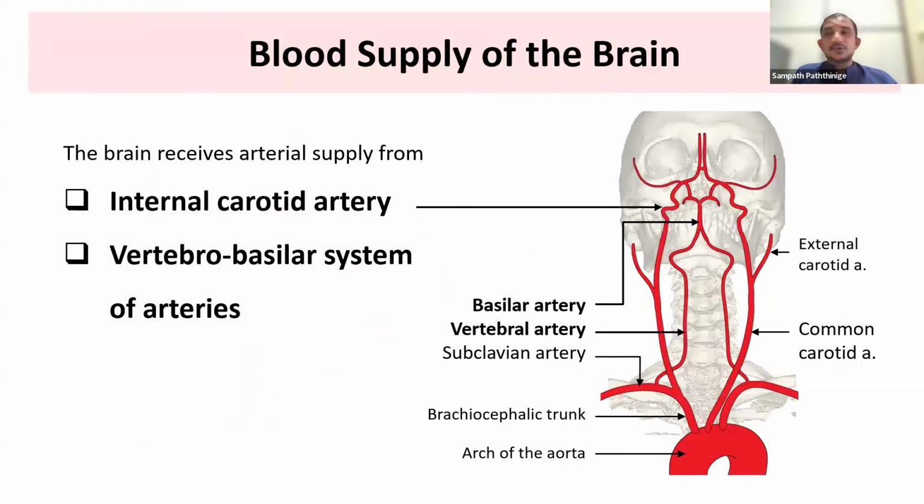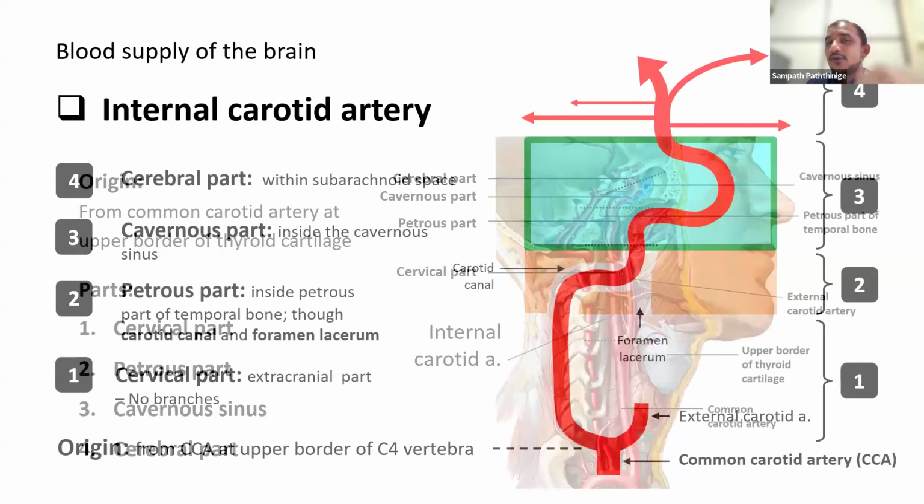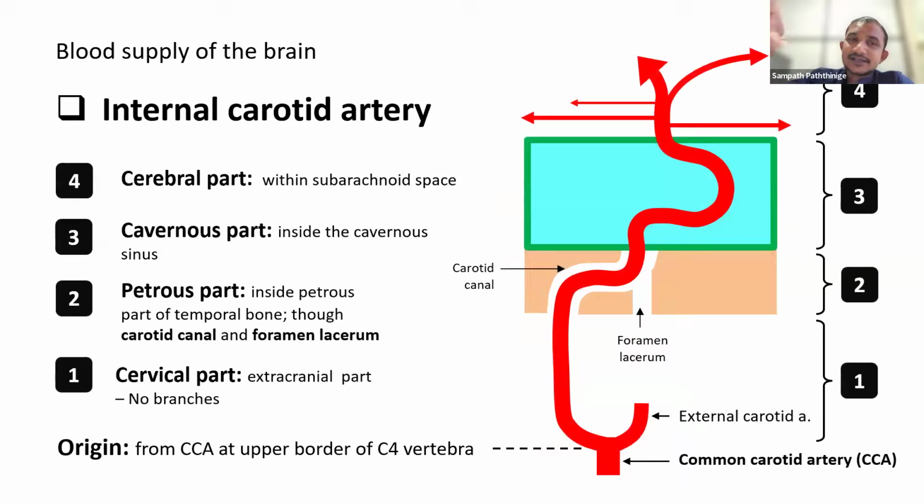Then coming into the clinical part of it, we need some knowledge about the blood supply of the brain, which is from two main arteries, the internal carotid and the vertebrobasilar system. The internal carotid artery begins from the common carotid artery at the C3, C4 level. It does not have any branches outside the cranium in the cervical part. Then it goes through the petrous temporal bone and enters the cavernous sinus. After coming out of the cavernous sinus, it divides into its branches.